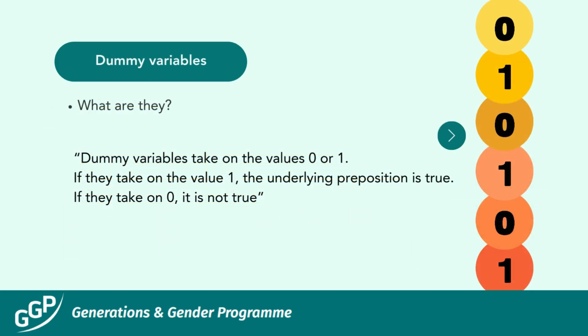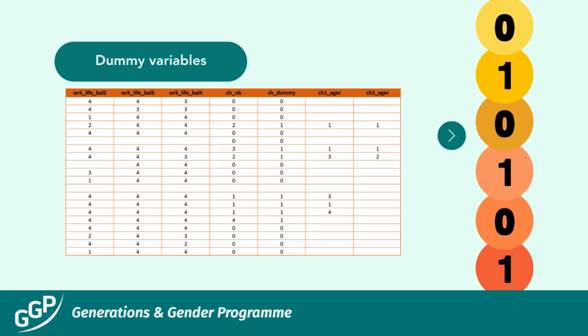Other types of variables you could use in your analyses are dummy variables. These are variables that take on the value 0 or 1. If the variable takes the value 1, the underlying proposition is true. If it takes 0, it means it is not true. An example of a dummy variable that you can use is the one recording whether respondents have any children. If they do, the variable will take the value 1. Otherwise, it will take the value 0.